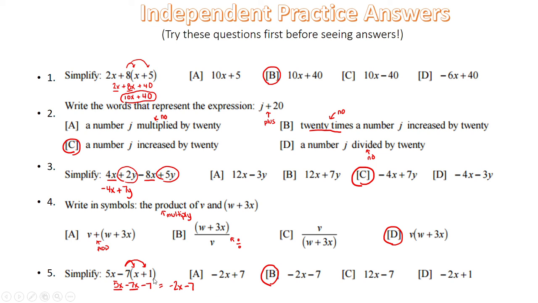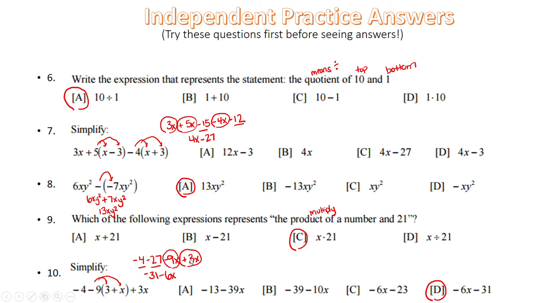Number 5, we need to distribute negative 7 to x, which comes out to be negative 7x, and negative 7 to positive 1, which comes out to be negative 7. Then combine your x's together, and that becomes negative 2. Alright, the next 5. We have quotient, so we have to pick the one that means division, which is A.